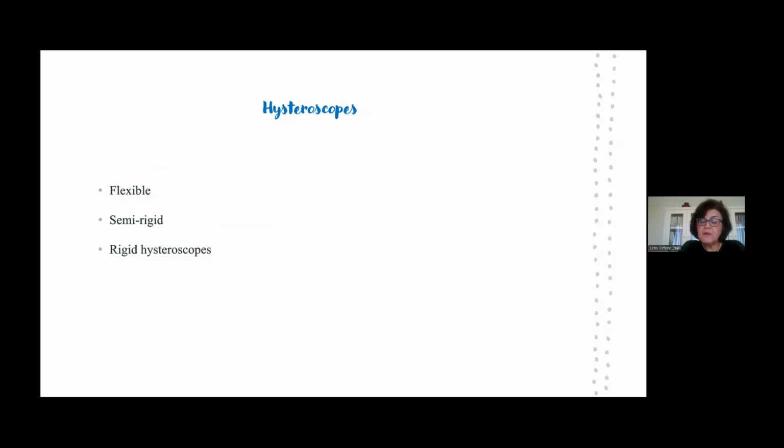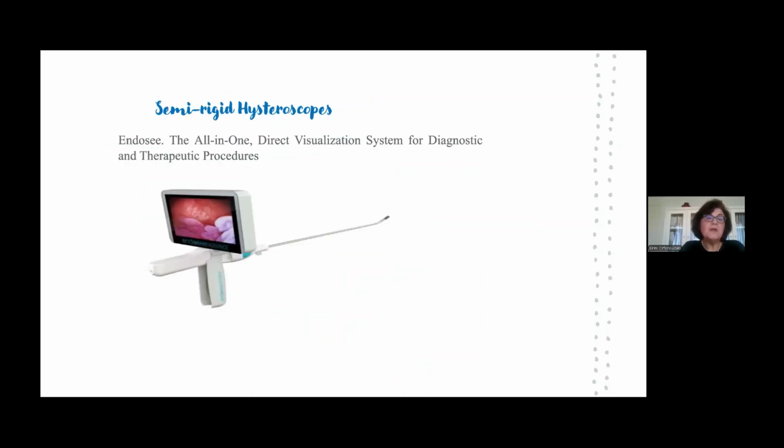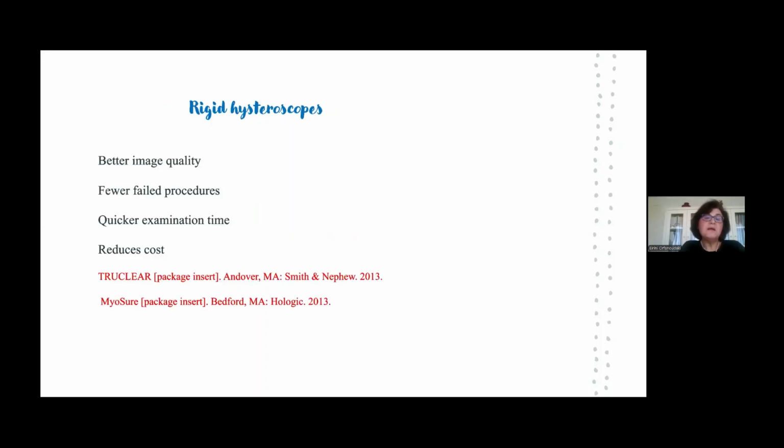Hysteroscopes are flexible, semi-rigid, and rigid. Flexible hysteroscopes are used in diagnostic hysteroscopy or operative procedures in women with an irregularly shaped uterus. Semi-rigid hysteroscopes are an all-in-one direct visualization system for diagnostic and therapeutic procedures. Rigid hysteroscopes offer better imaging quality, fewer delayed procedures, quicker examination time, and reduced cost.